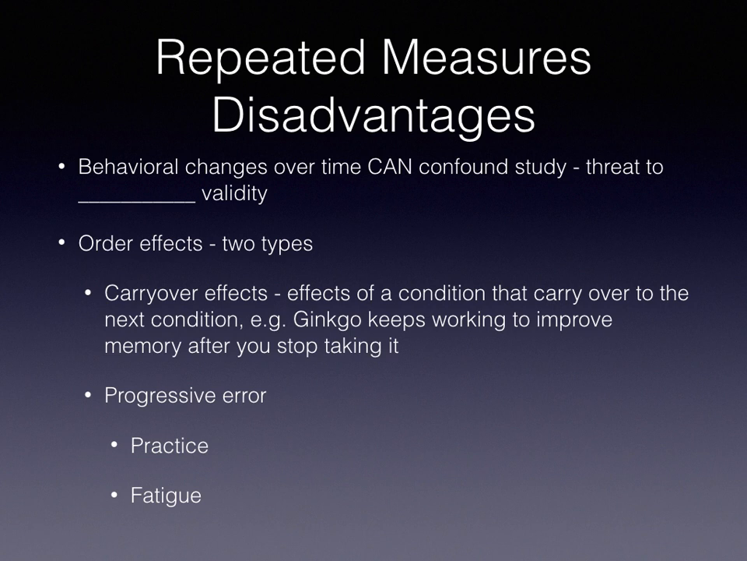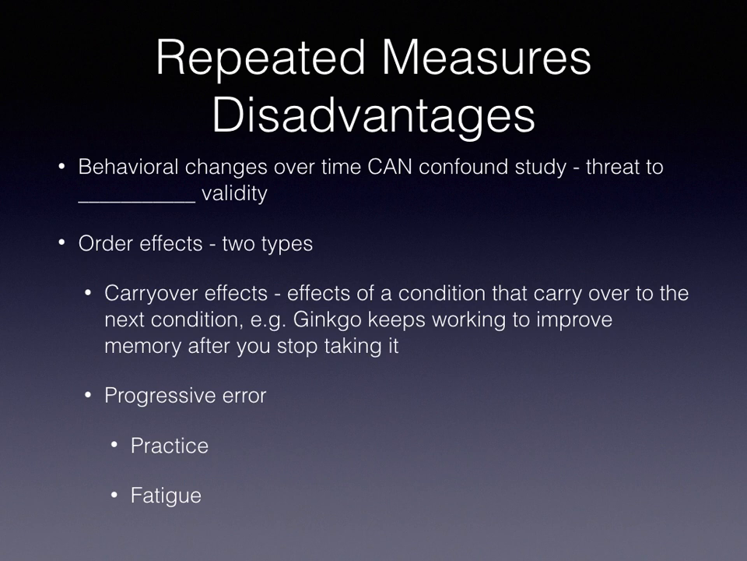Progressive errors are order effects that affect subsequent measurement conditions, but they don't have anything to do with the treatment itself. So carryover effects are when the treatment has an effect. Some treatment in one condition has an effect that continues over into the next one. Progressive errors don't have anything to do with the treatment itself, but they have to do with the experience in that condition other than experience in the treatment.